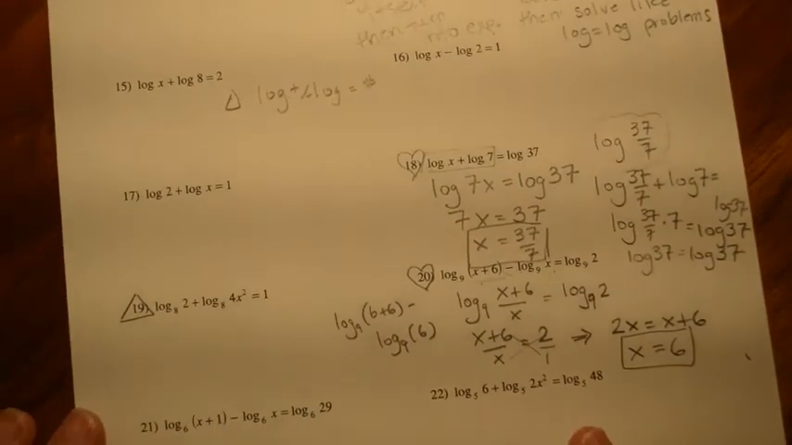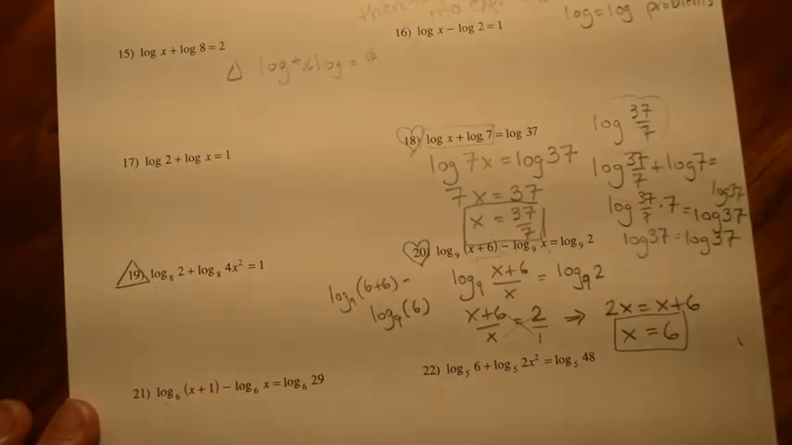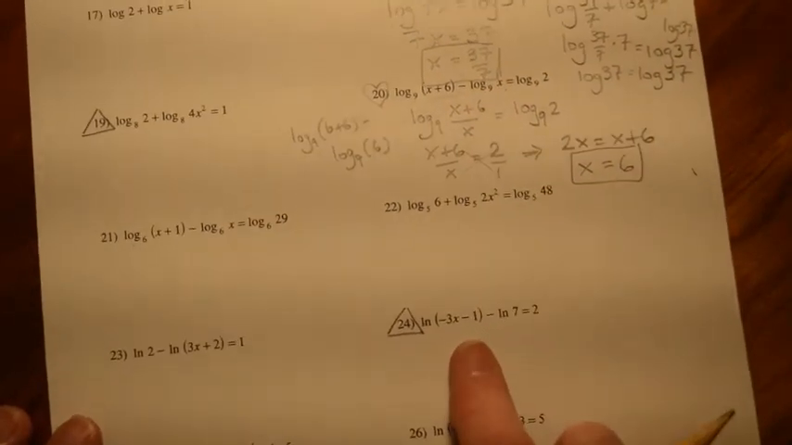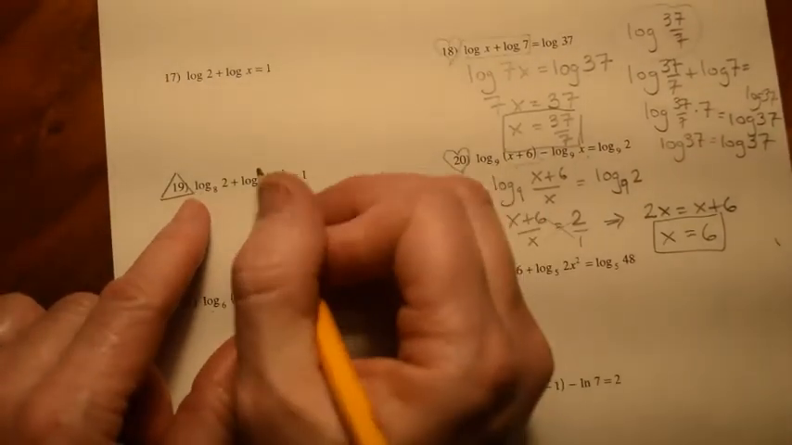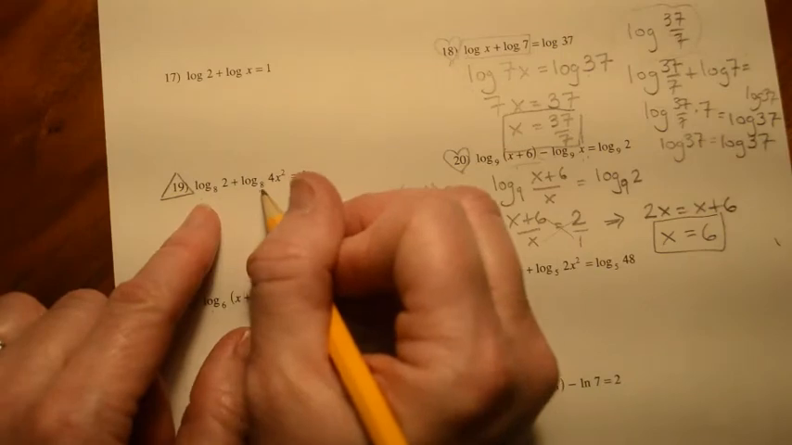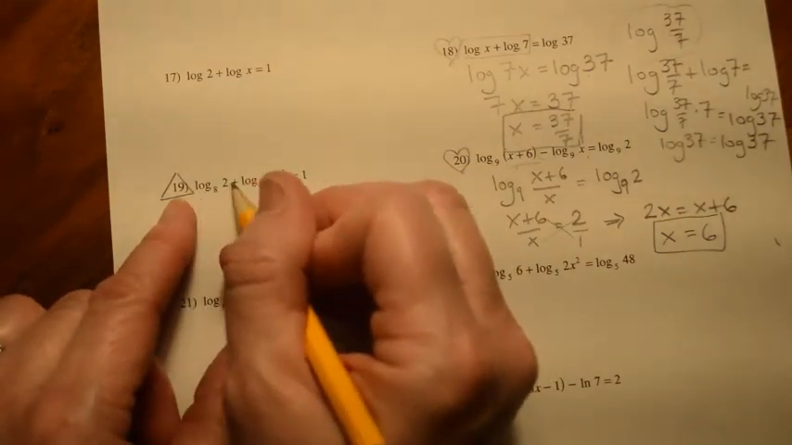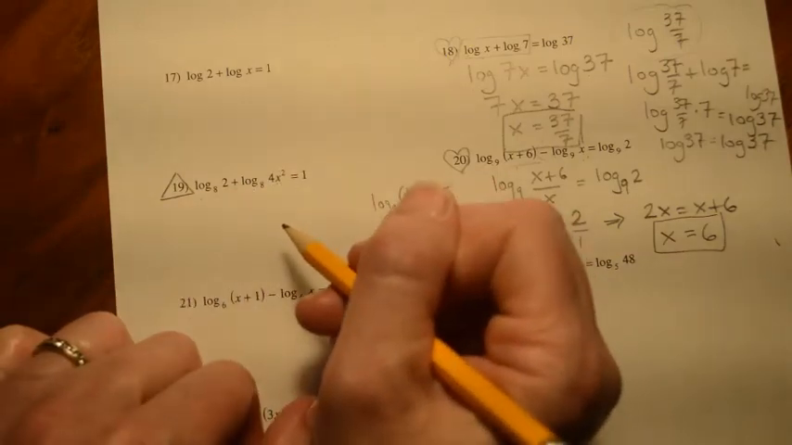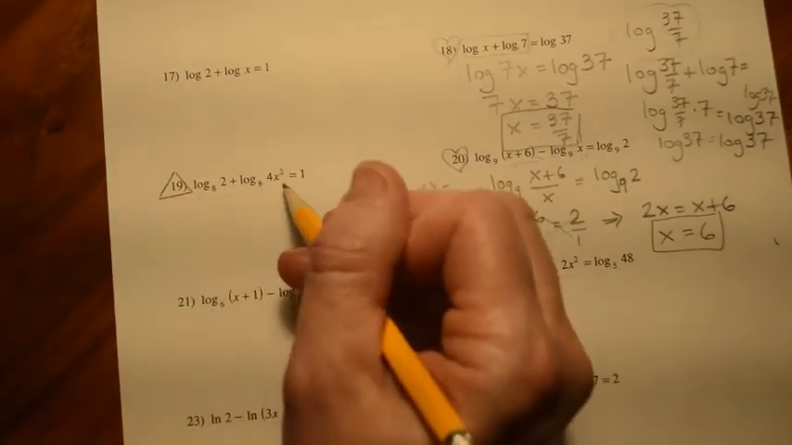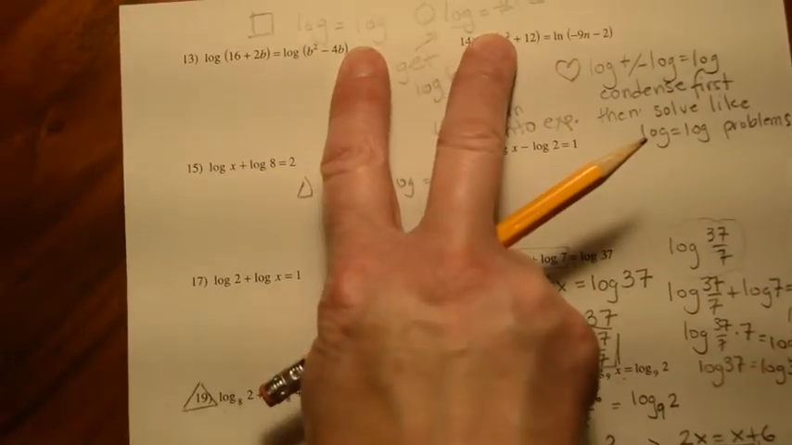All right, so let's take a look at this one. I picked one fairly straightforward and one doozy down here. We're going to do 19 and 24. All right, so again, I have log base 8 of 2 plus log base 8 of 4x squared equals 1. So since I have multiple logs, I need to condense it so that I get it into either this form or this form up here.